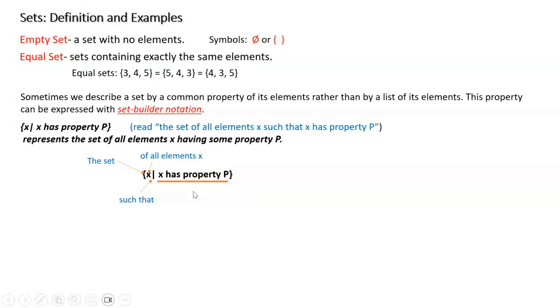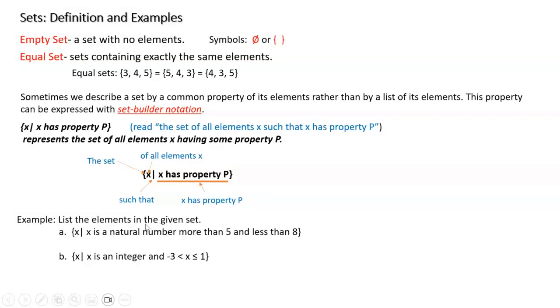And here's a property: X has a property of whatever P is. Okay, that's breaking it down to the extreme. Now, example. List the elements in the given set.